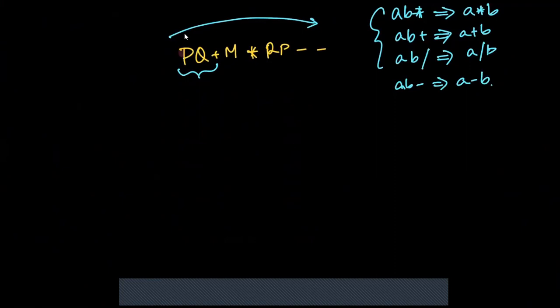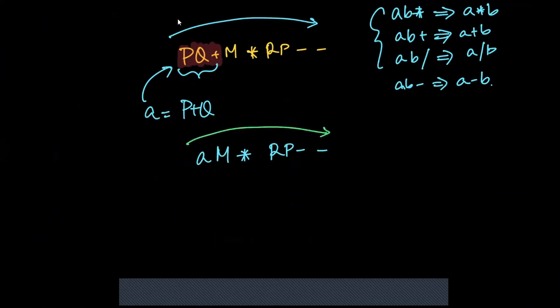So what we want to do is, once we highlight this region, we write P plus Q is going to be equal to A. So we substitute this. So A M star R P minus minus. Now, again, we're going to follow the rule, going from left to right, and we discover this expression again.